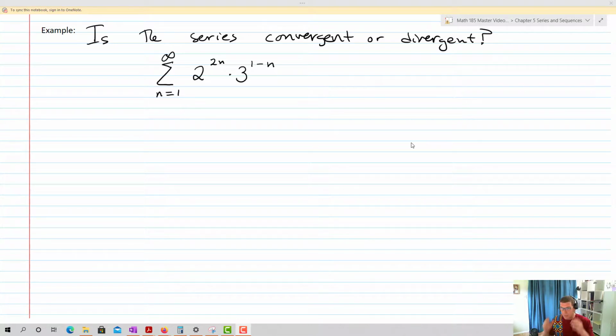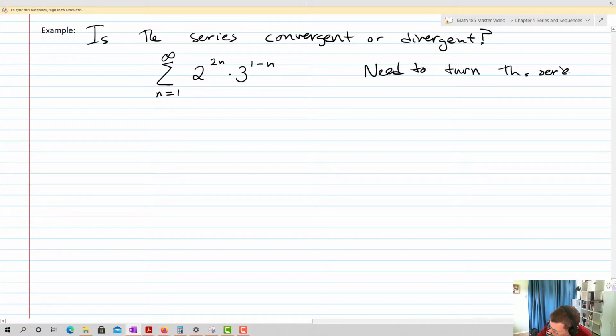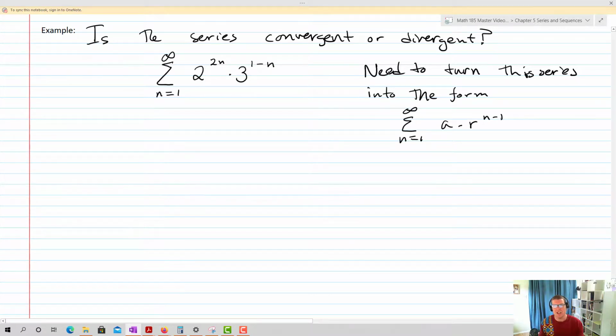What we're going to do is utilize those techniques from the geometric series. So what I need to do is turn this series into the form the sum n equals 1 up to infinity of a times r to the n minus 1, just into our geometric series form. Once I do that, I can make a determination as to whether the series is convergent or divergent, and I can also determine what the value is for the series. So I'm going to just do some algebra.